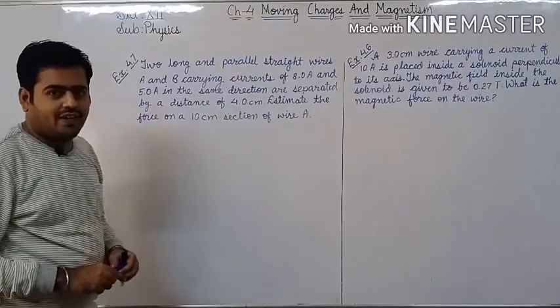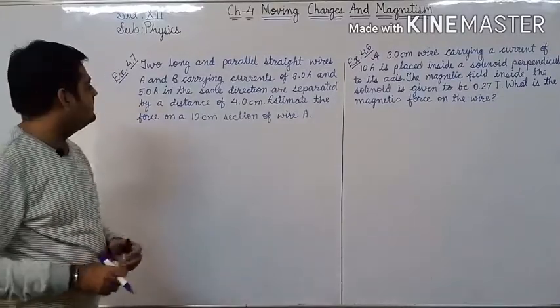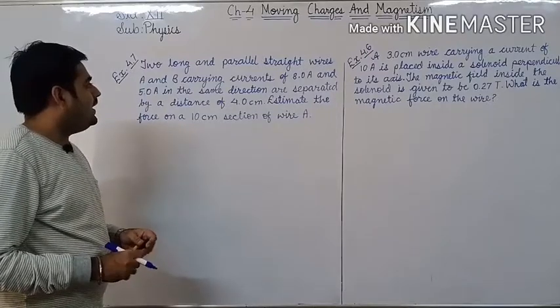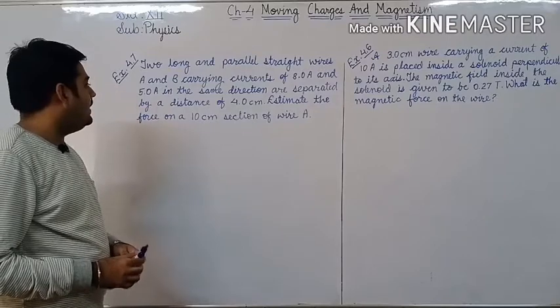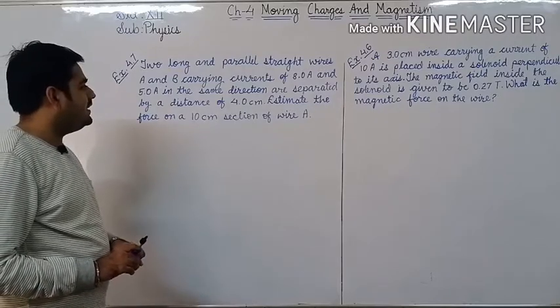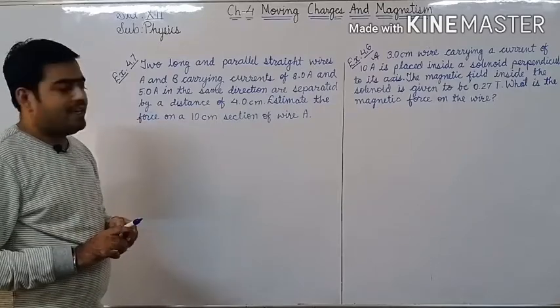Okay, the example is done. Let us solve exercise numerical 4.7. Two long and parallel straight wires A and B carrying currents of 8 ampere and 5 ampere in the same direction are separated by a distance of 4 centimeter. Two long and parallel straight wires are given.